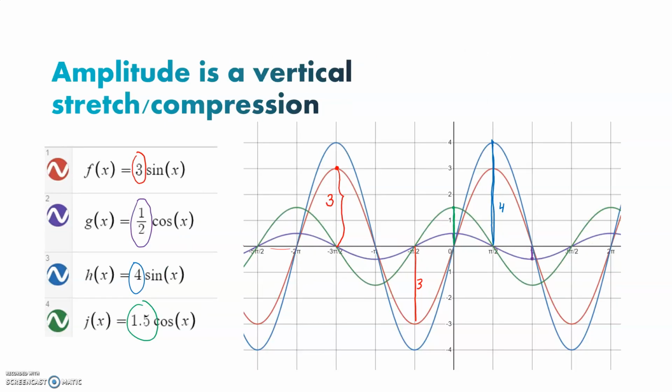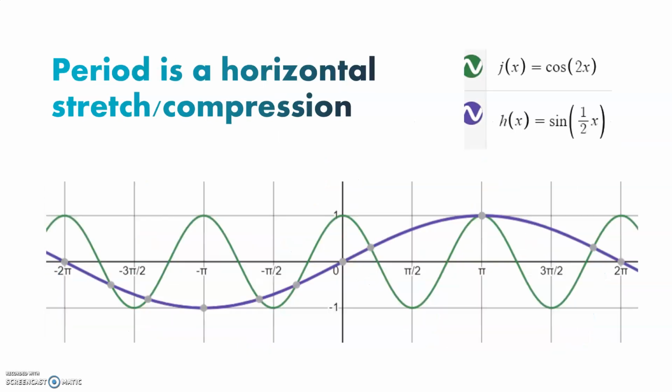All of these have the same period. They still have a period of 2 pi. It still takes 2 pi to complete a revolution. And the way we change the period is we do a horizontal stretch or compression. So for j, we have a multiplier of 2 here. So that for j is going to be a horizontal compression. Okay, that's going to smoosh the graph sideways.